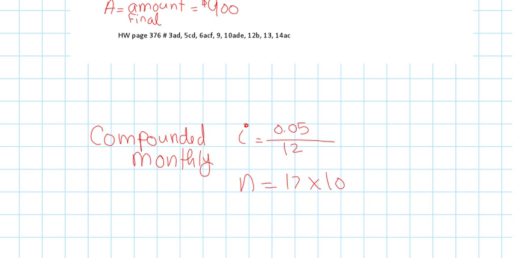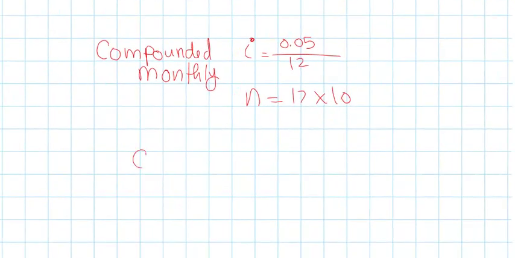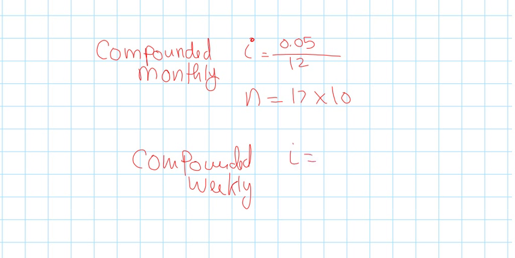Okay? Now what if it was compounded weekly? That's another lesson, by the way, guys. What happens there? 52. I have to divide my I by 52 because I have 52 weeks. And how about my N? 10 times 52. So you see that you always multiply your N, your number of years, by your compounding period, and you divide your I by your compounding period.